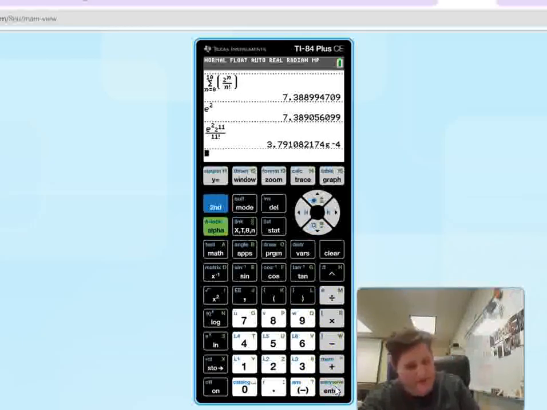So my remainder is less than or equal to 0.0003791. That's what my remainder is less than or equal to.